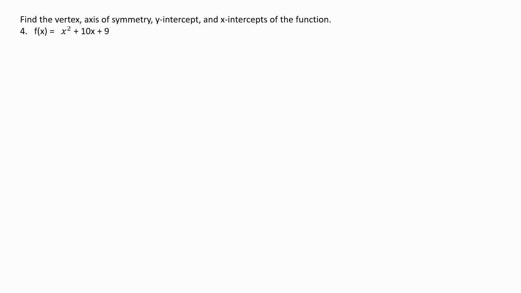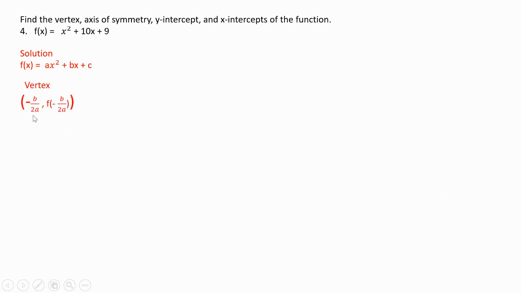So in this case, number 4, it says find the vertex, axis of symmetry, y-intercept, and x-intercept of the function x squared plus 10x plus 9. So solution, right? If it's in this form, this textbook calls it the rule. They just call it the rule, but they're not specific about what rule. In some other textbooks, this is called general form or standard form. And right now I'm going to show you the vertex form.